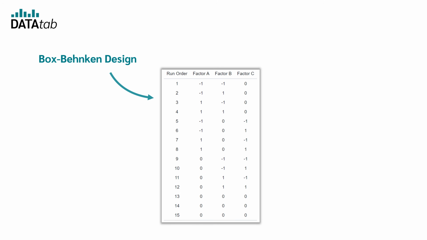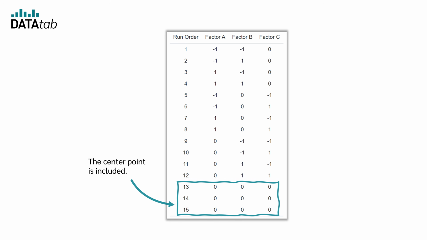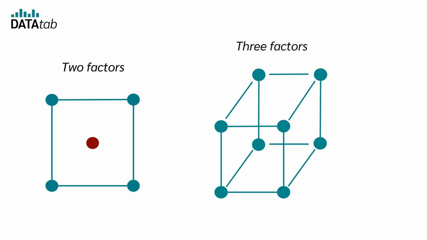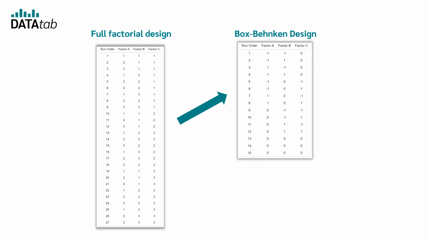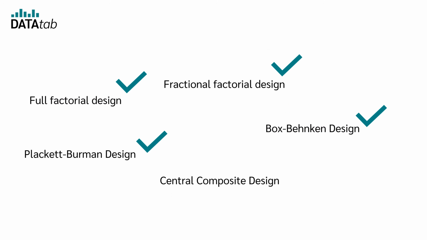This is where the Box-Behnken design comes into play. A full factorial design is created with 2 levels in each case. Further, the center point is included in the design, for example, 3 times. For example, with 2 factors, we have the full factorial design with 2 levels plus the center point, as well as with 3 factors. This greatly reduces the number of runs, in this case from 27 to 15. Nevertheless, nonlinear relationships can be determined. Let's move on to the last design, the central composite design.